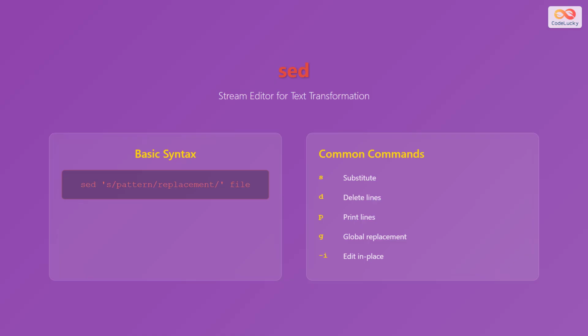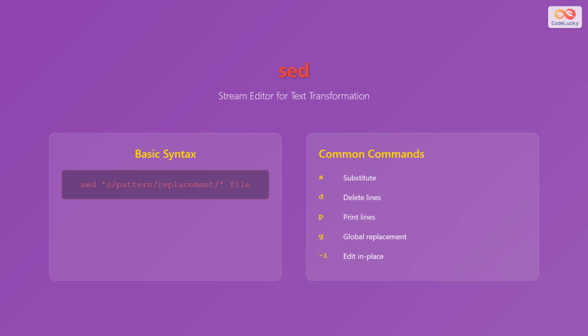Now let's explore sed, which stands for Stream Editor. Sed is a powerful tool for performing text transformations. It allows you to substitute text, delete lines, print lines, and perform global replacements. Here is the basic syntax. Sed, then in single quotes s/pattern/replacement/ then the file name. For example, sed 's/old/new/' file.txt replaces the first occurrence of old with new in file.txt.